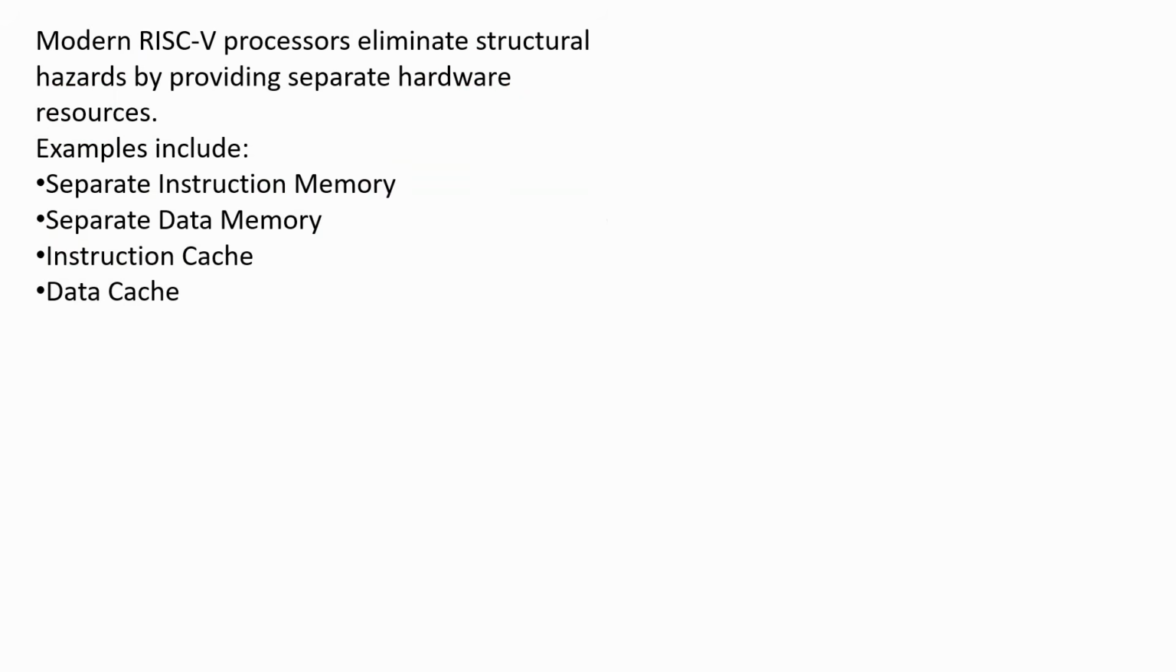That is what is written over here. Modern RISC-V processors eliminate the structural hazard by providing separate hardware resources. Examples: separate instruction memory, separate data memory, instruction cache, and data cache.